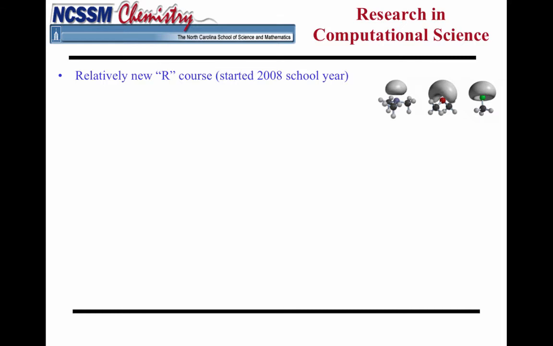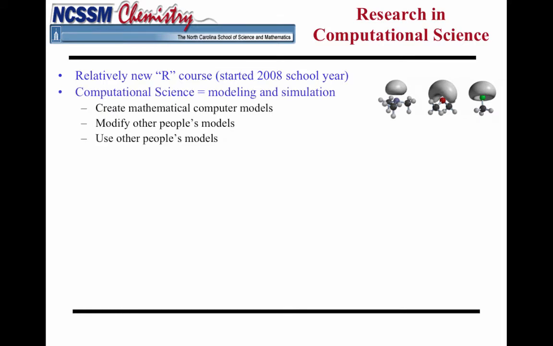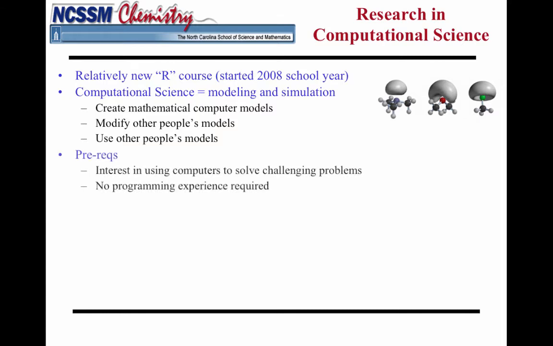It's relatively new compared to R Chem and R Physics and R Bio. And it focuses on computational science, which is not computer science, although it has some aspects of computer science. Computational science is also known as modeling and simulation. And what you do here is you create mathematical computer models to solve interesting problems in science. Sometimes you might modify other people's models. Sometimes you might just simply use other people's models, depending on the complexity of your problem.